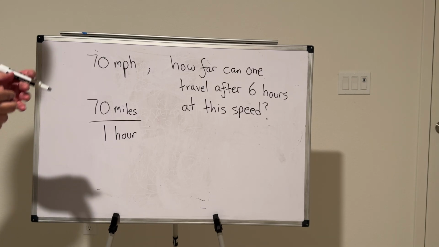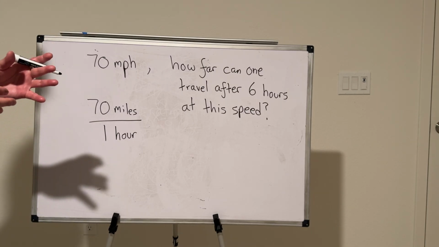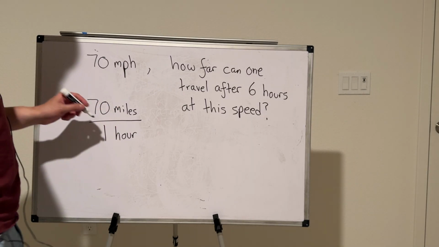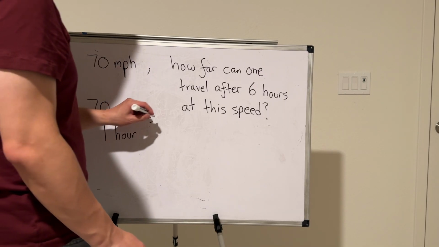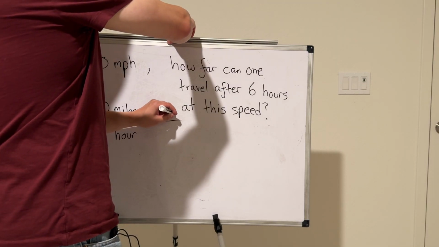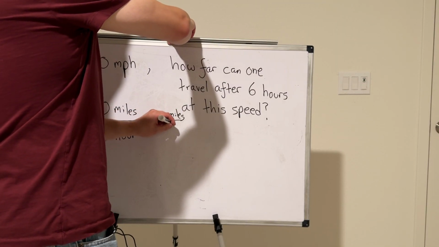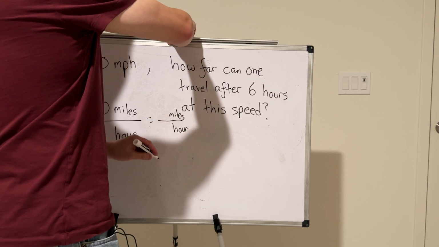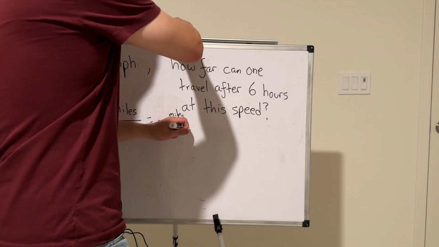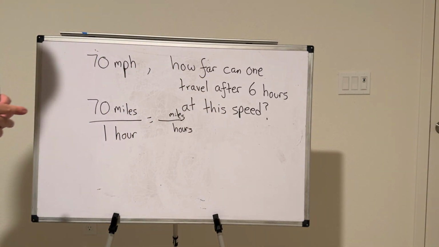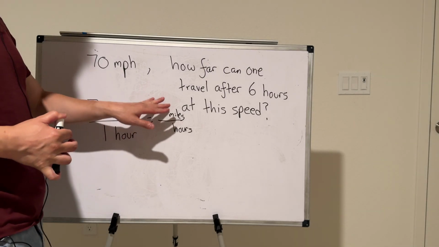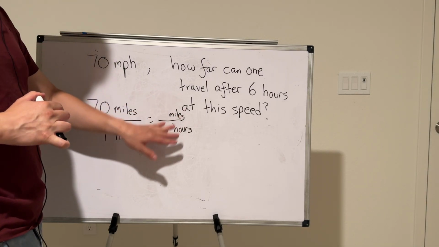Now, in a proportion, in addition to keeping track of the numbers, you also have to keep track of the units or the labels. In this case, on the other side of the equation, if this is going to equal the same thing, the top has to be in miles, and the bottom has to be in hours. Okay? So, we have 70 miles per hour, but we don't have any information yet for this side.